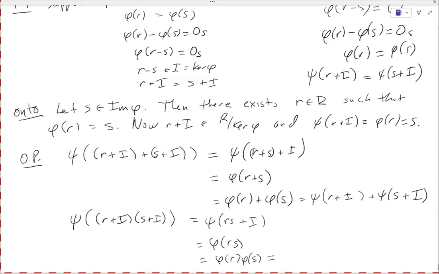And then that's going to equal... good. Excellent. And so that shows that it's operation preserving. So we really do have an isomorphism here. Right. So that proves our first isomorphism theorem.